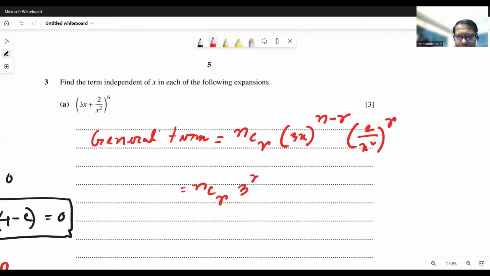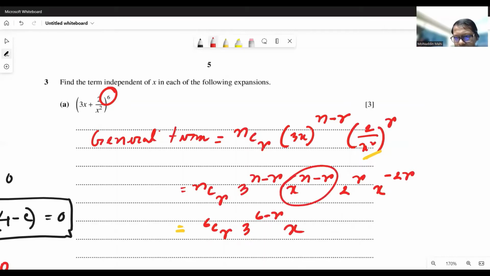So nCr 3 to the power n minus r, x to the power n minus r, 2 to the power r, and x to the power minus 2r. Because when we move that x squared from the denominator position to the numerator position, the power will definitely be negative. Okay, so the value of n is 6 actually. So 6Cr 3 to the power 6 minus r, x to the power, we are going to combine these two terms. So it's going to be 6 minus 3r.